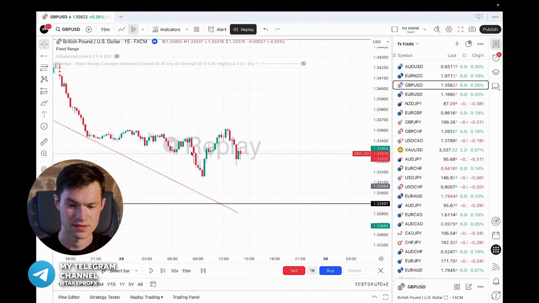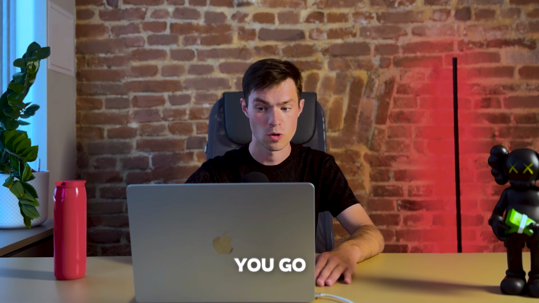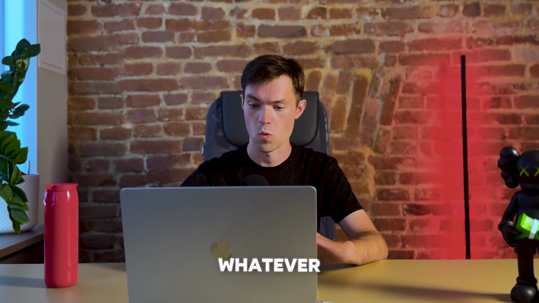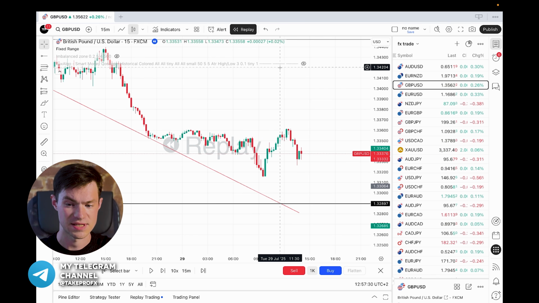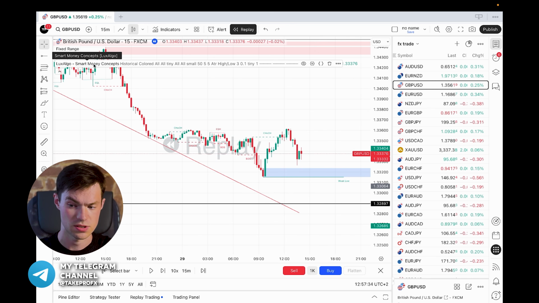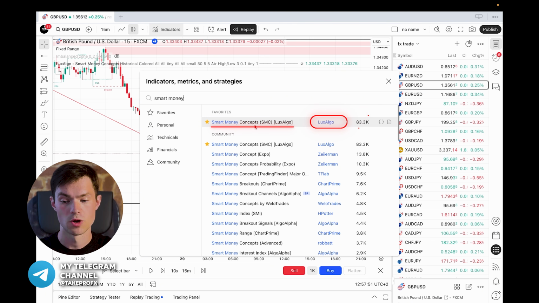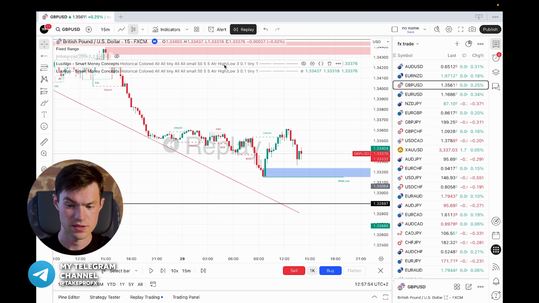My friends, as always, the most basic thing I start with is finding areas of interest. You go to any chart and use whatever tools you're used to. I use, let's say, LuxAlgo. It is a smart money concept indicator that you can add to TradingView just by a one-click search. That's it. No additional settings are required for this indicator.